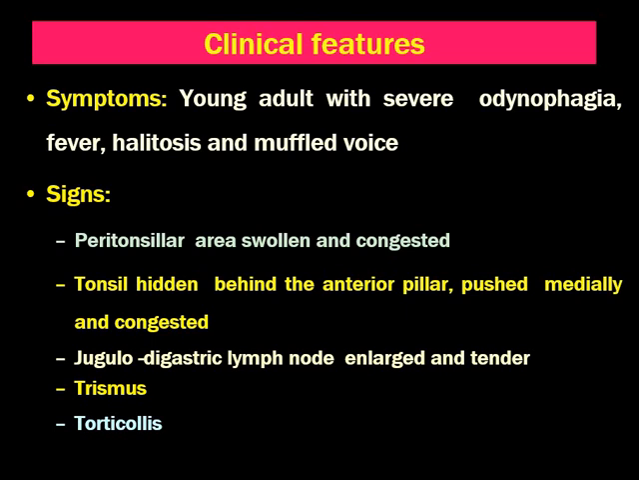The patient may have a history of recurrent tonsillitis or may not have any history of throat pain in the past. Patient occasionally cannot open the mouth properly. There may be trismus of different grades. While looking at the oropharynx, the peritonsillar area will be swollen and congested. The tonsils get hidden behind the anterior pillars. The tonsils may be pushed medially or may be congested.